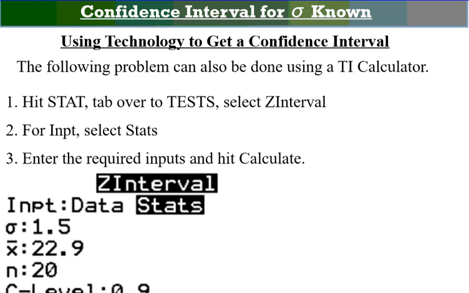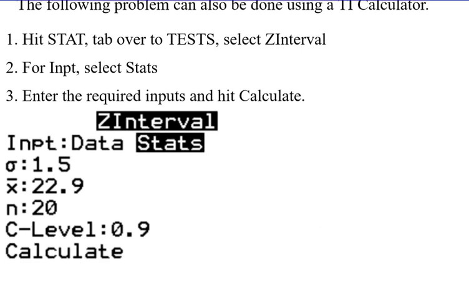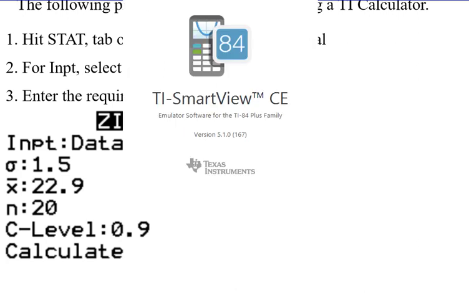We can also use technology to get a confidence interval as well, which shouldn't be surprising based on how the rest of the course has gone. Here's an example of using a TI calculator to do it. The first thing you need to do is hit Stat, tab over to Test, and select Z interval. I'll walk through what it looks like, but the steps are laid out there for you. It's also on the calculator sheet.